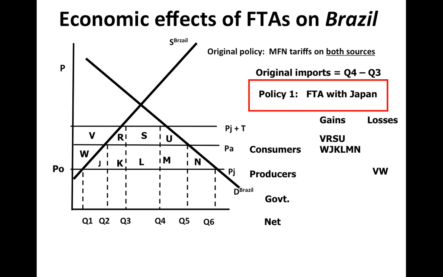Brazilian producers will gain VW. That's the area defined by the change in the price over the supply curve. So again, standard producer surplus gain. And the government is not going to be earning any tariff revenue. SL is the amount that the government used to earn on imports from the Japanese firms. That no longer is collected. So again, the efficiency gains are really exactly the same as if you had MFN liberalization. It's those two deadweight losses identified on the previous slide.